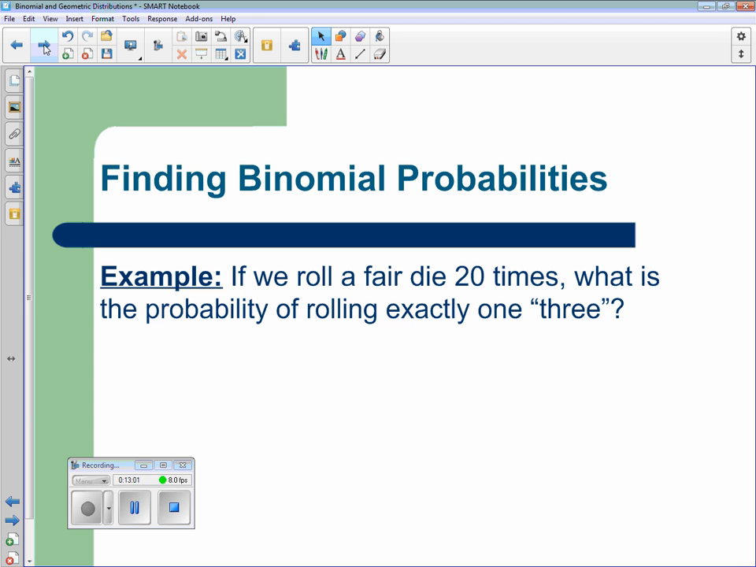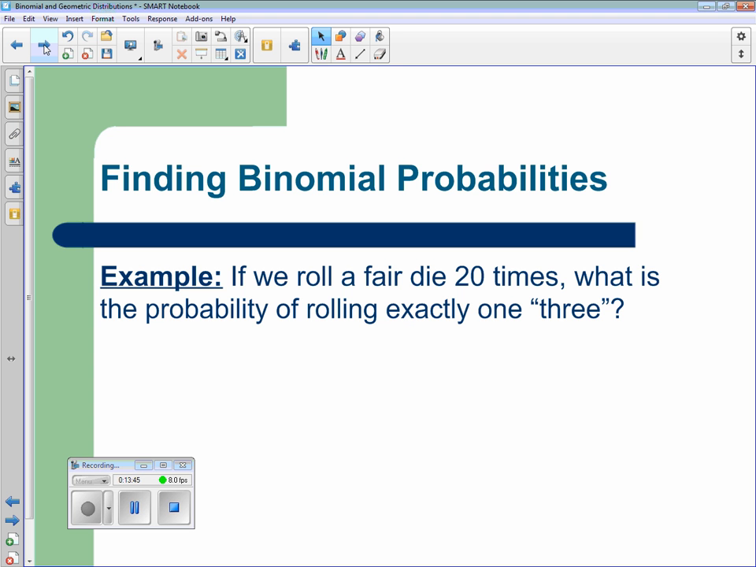What's the second criteria? 2 possible outcomes. What are the 2 possible outcomes here? 3 or not a 3. Perfect. So I have a success or I have a failure. I've either rolled a 3 or I haven't. What's the third criteria? The same probability for each trial. Does rolling a 3 have the same probability for each trial? What is the probability of success? 1/6, because 1 out of the 6 sides of a dice has a 3 on it. And what's the fourth criteria? Fixed number of trials. Do I have that here? I've rolled it 20 times. So it is a binomial situation.